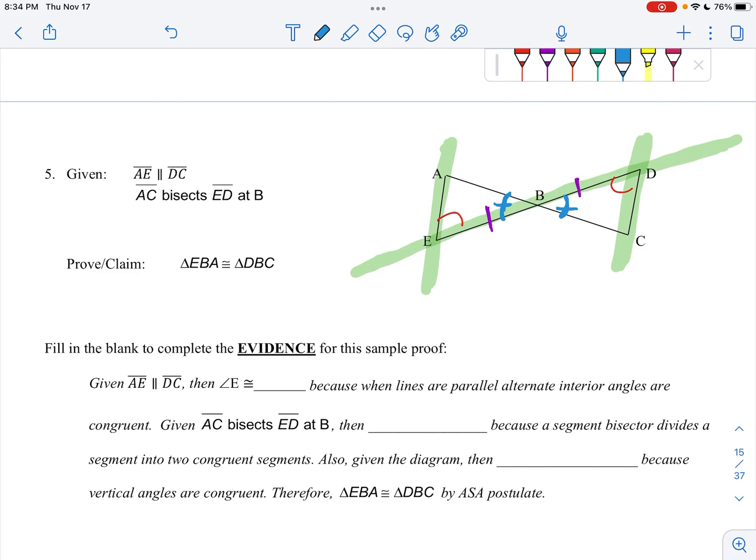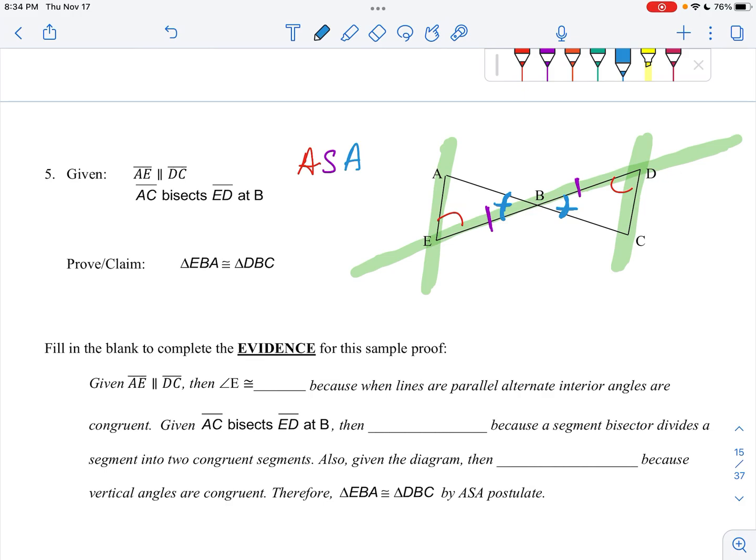So when I look at this, I'm like, okay, I see that these two triangles are congruent by angle, side, angle. So I'm going to write this out. I'm going to color code angle, side, angle. So let's read the proof and see how this plays out.